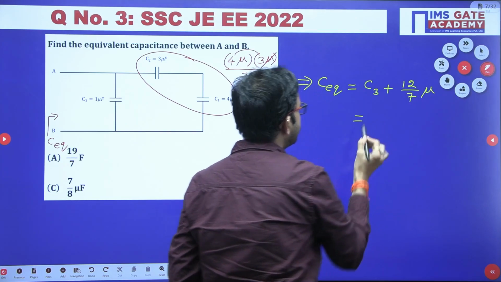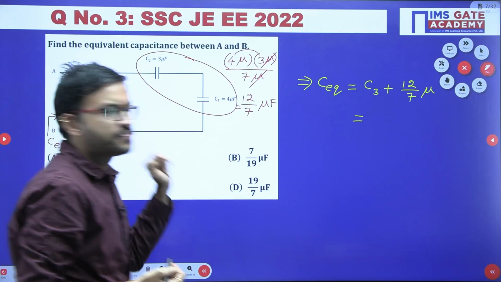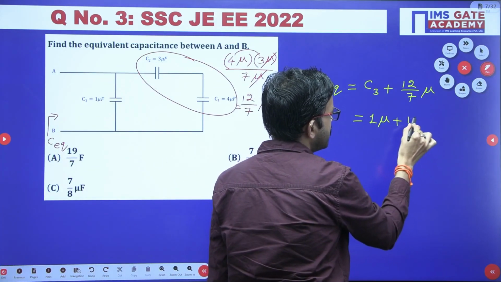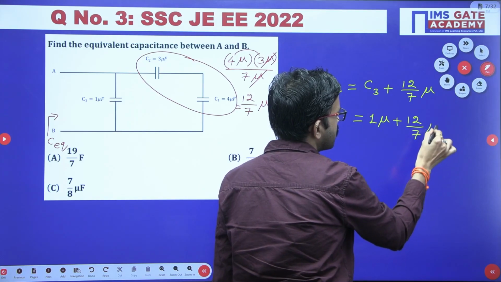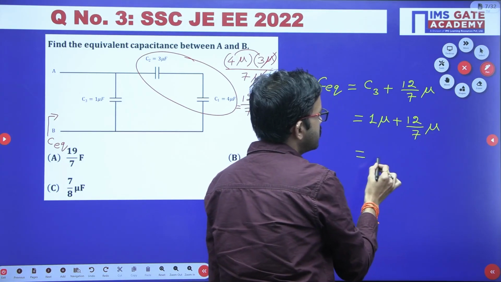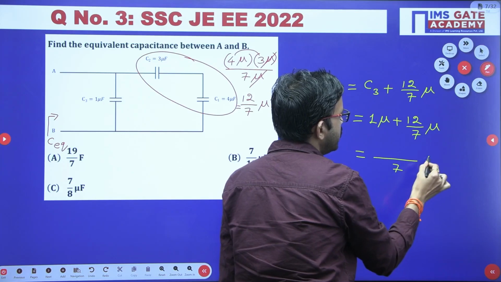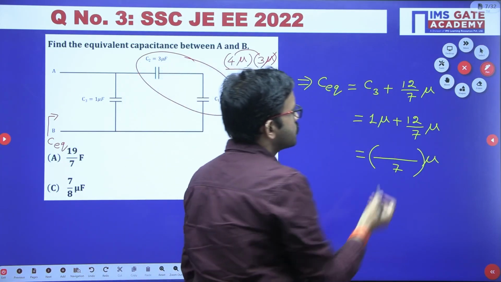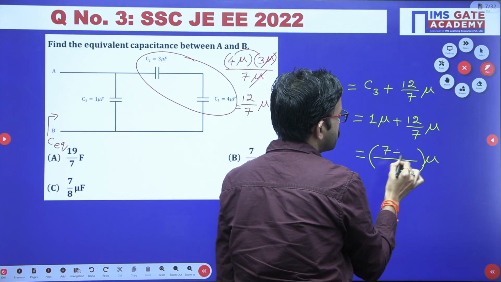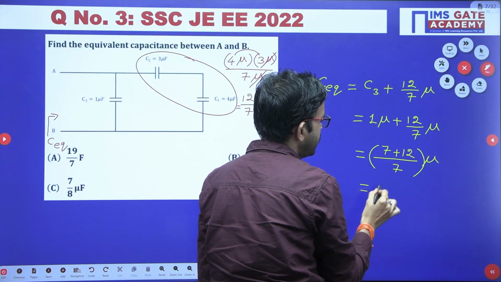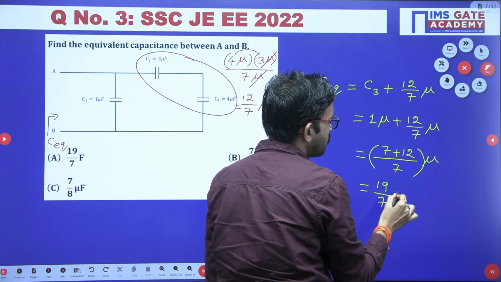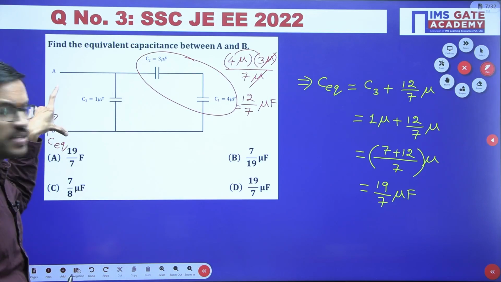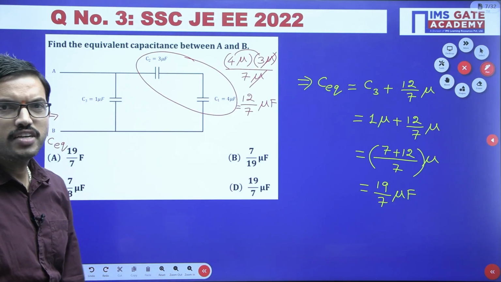C3 value is given as 1 micro, plus 12 by 7 micro. Here you can take the LCM, that is 7. The numerator is in the order of micro. 7 into 1 is 7, plus 12, is 19, divided by 7 microfarad. So the equivalent capacitance across the terminals A and B is 19 by 7 microfarad.